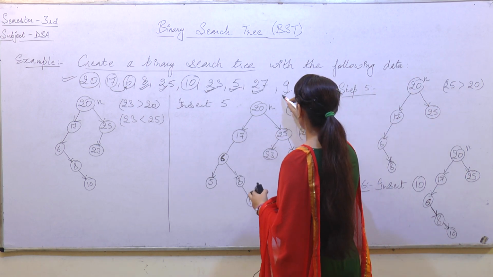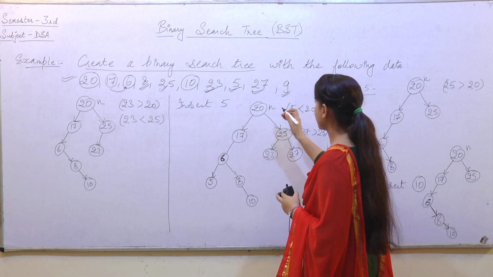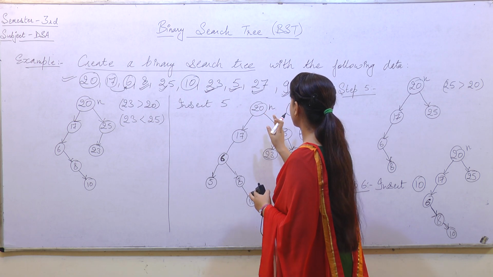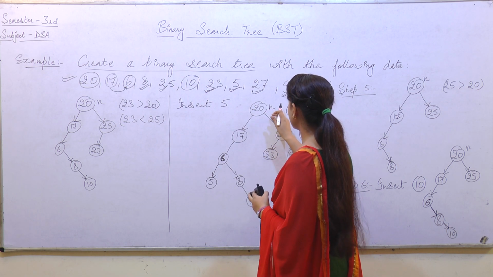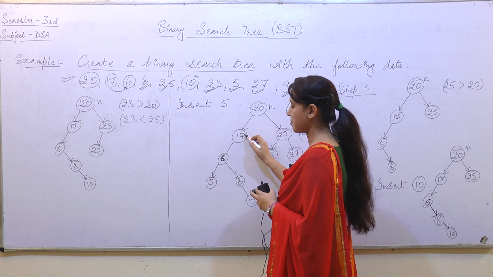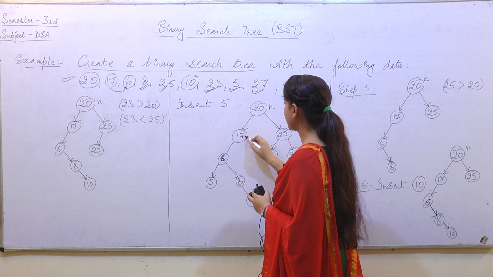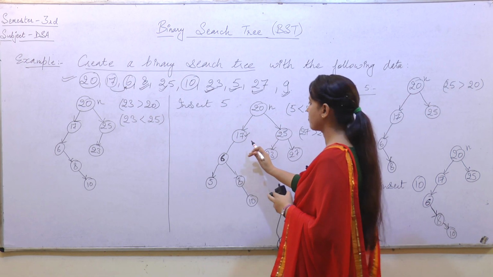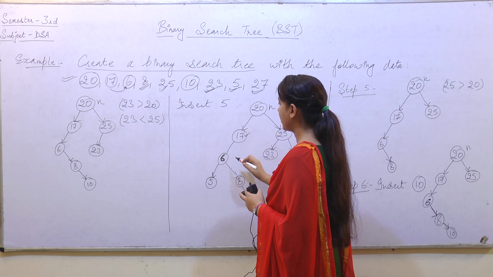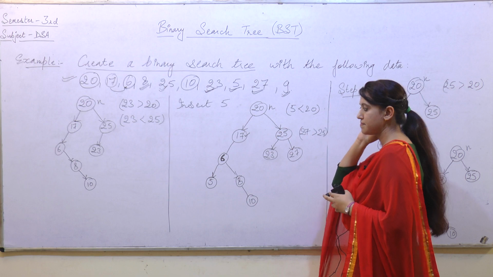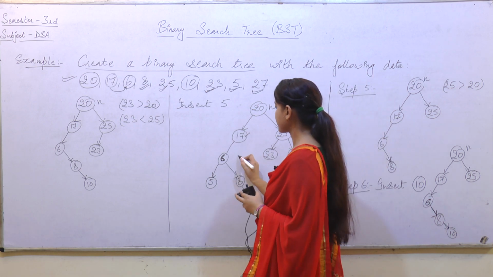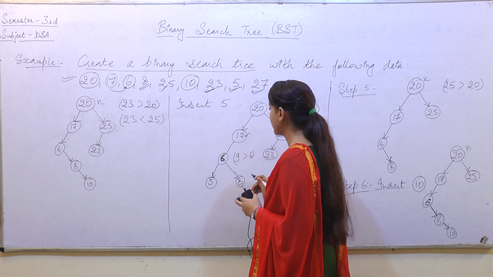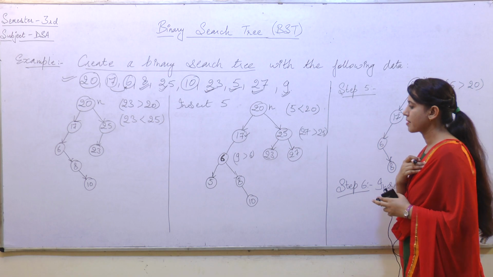Now comes the next element 9. For inserting 9, we will start comparing with the root node. Root node is 20. So 9 is less than 20. We will move towards the left subtree. Again we get 17. Compare 9 with 17. Since 9 is less than 17, we will move again towards the left of 17. Here we have 6 as our node. Then we will compare 9 with 6. Since 9 is greater than 6, we will move towards the right side of our node.